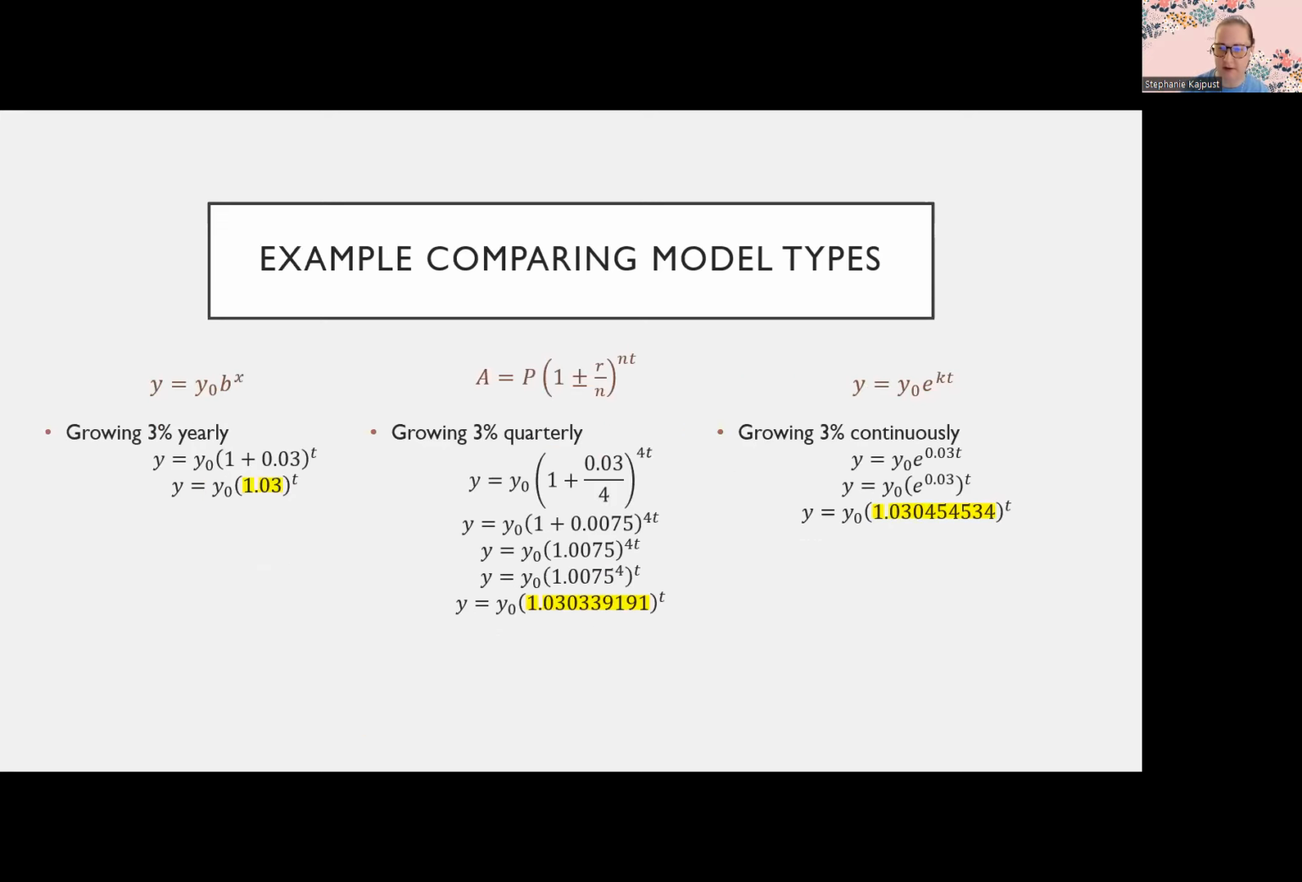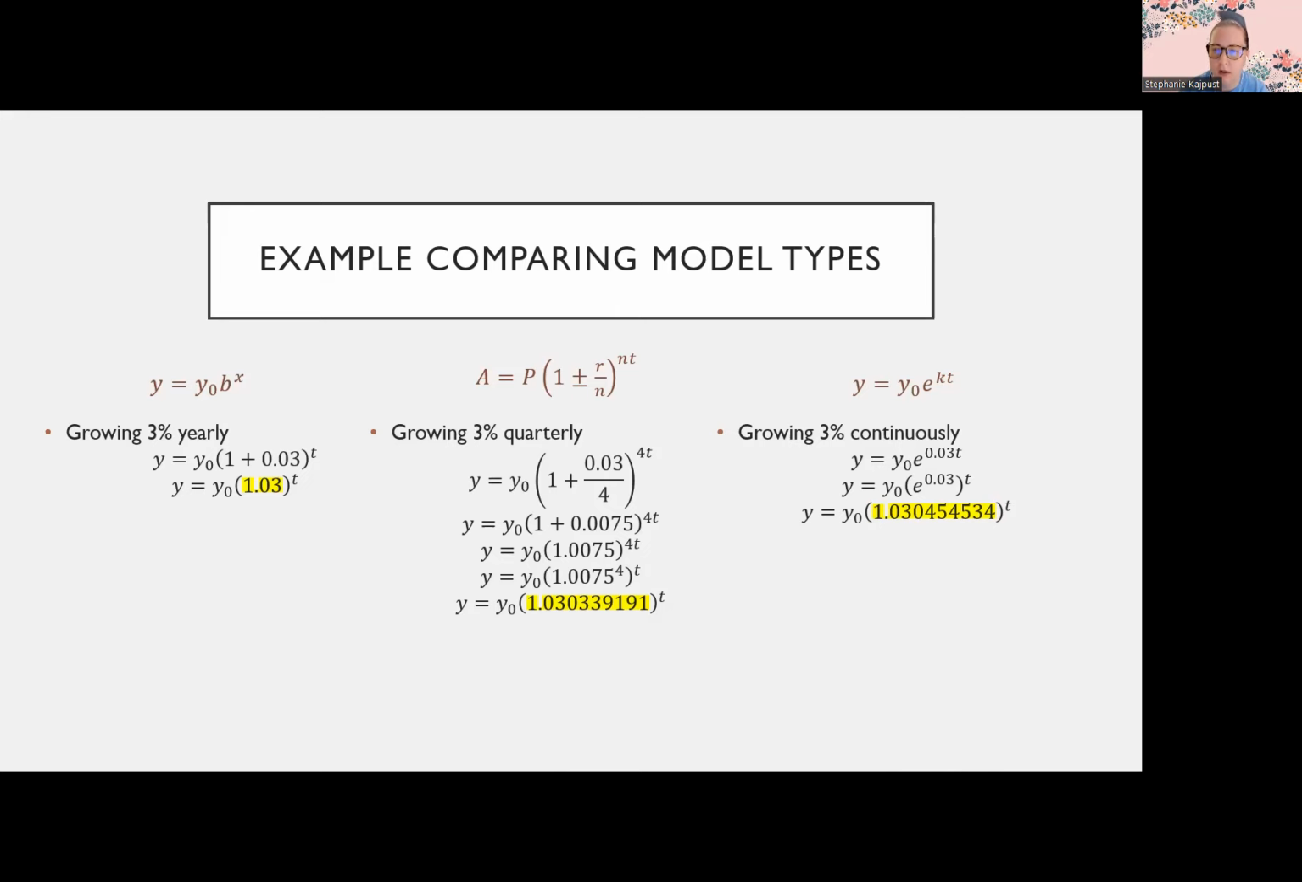So I've got 3 examples here. On the left, we have an example where we're growing per year. In the middle, we have where we're growing quarterly, which means 4 times per year. And then on the right, we are growing continuously, so it's just constant growth. Each one uses a different model.